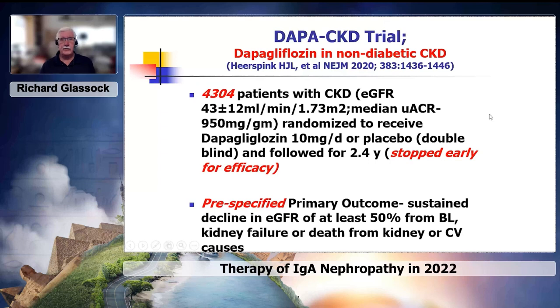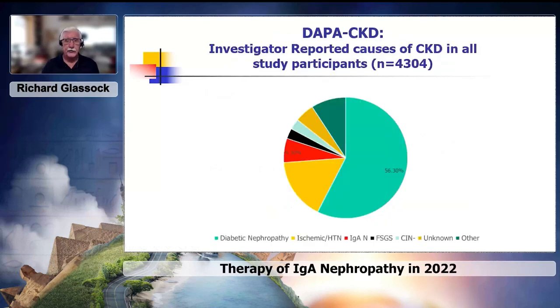Now, I'd like to spend a few minutes on SGLT2 and IgA nephropathy because this is new data. From the DAPA-CKD trial, which consisted of 4,304 patients with CKD treated with dapagliflozin 10 milligrams a day in a double-blind fashion, there were pre-specified primary outcomes in a variety of subgroups, using sustained decline of GFR by at least 50% from baseline and kidney failure or death from kidney disease.